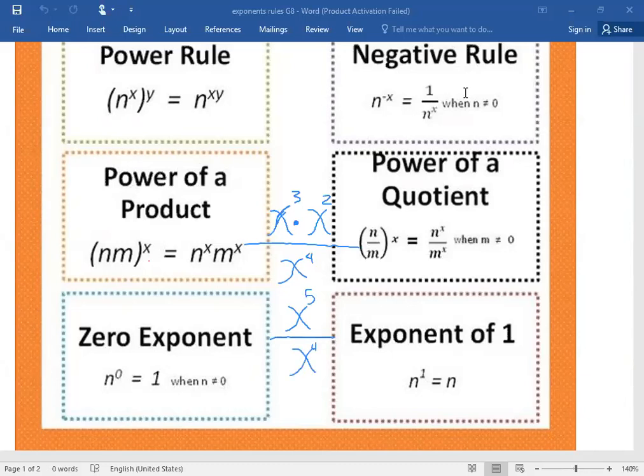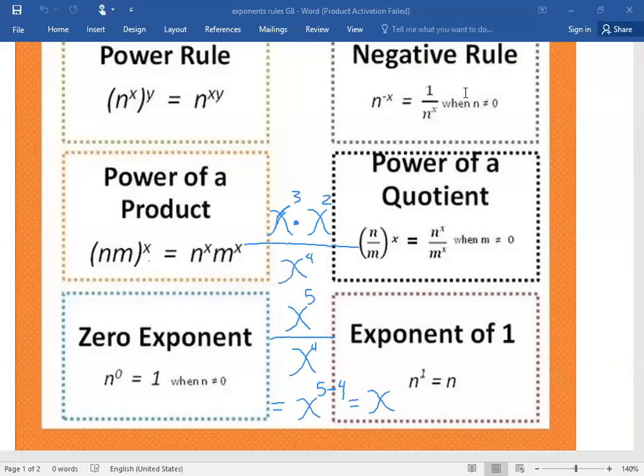Now I have to think. It's the same base and it's a division operation, so we have to subtract. Exactly. Then it will be x to the power of 5 minus 4. So the answer will be x to the power of 1. Do I have to write 1? No, it's x only.